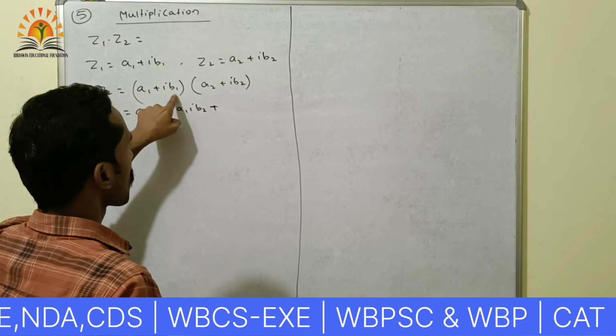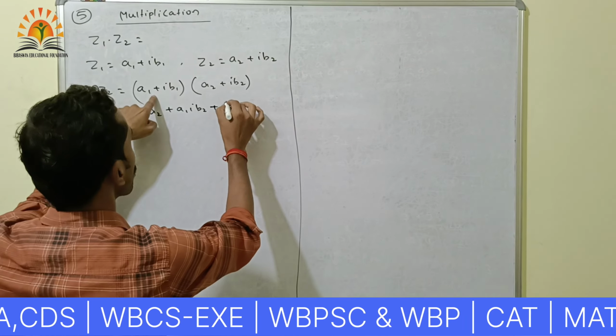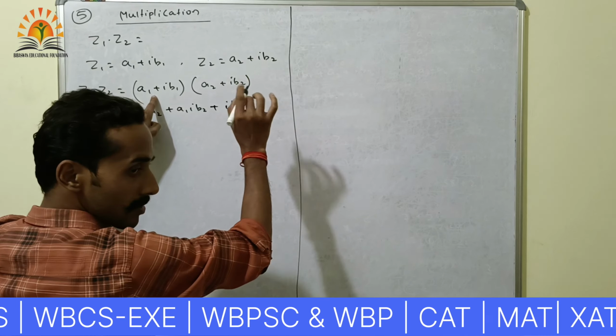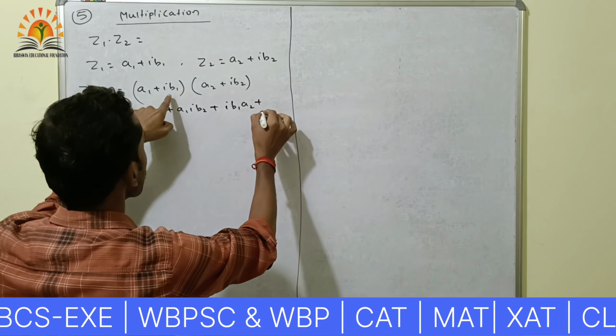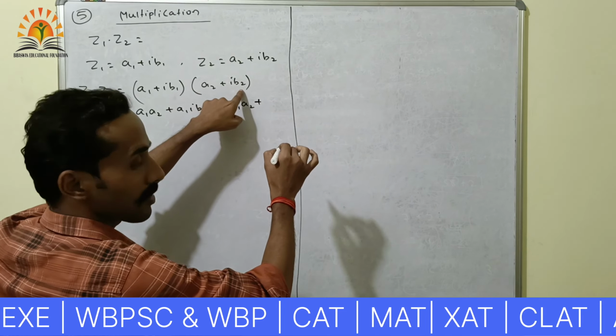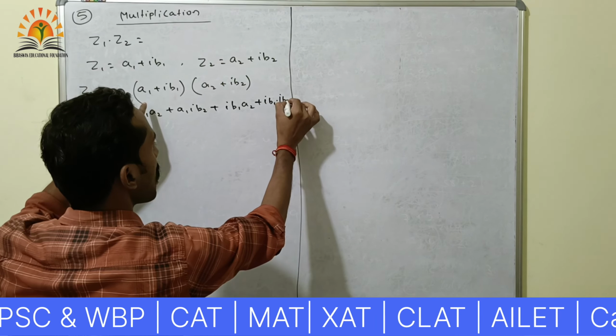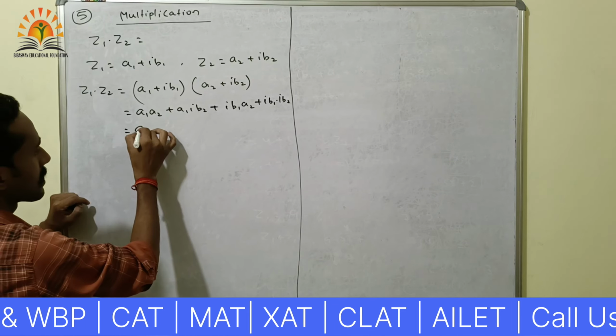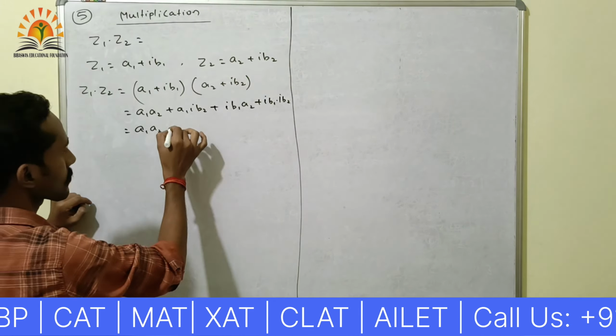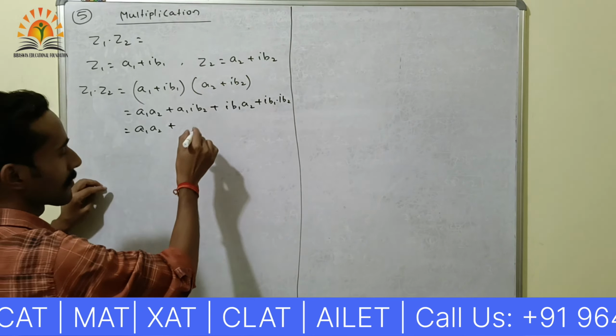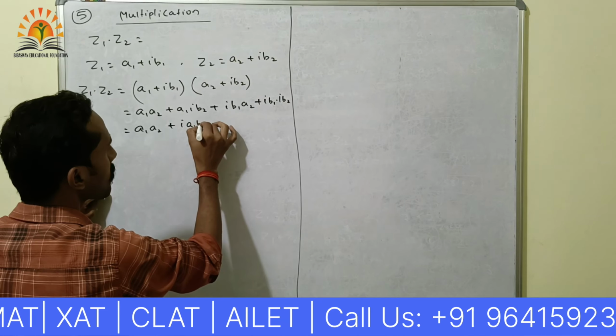The third term is iota b1 times a2, so iota b1 a2. Problem? And now the fourth one is iota b1 multiplied by iota b2. Now it is a1 a2, and now we can serialize this: iota a1 b2.